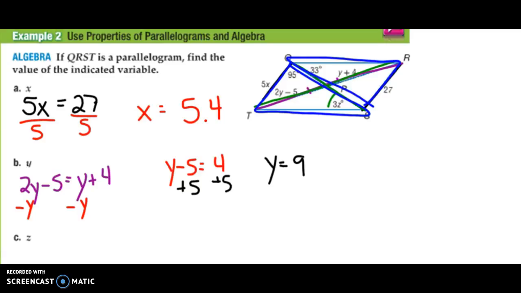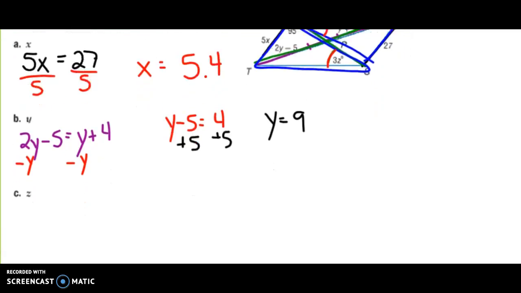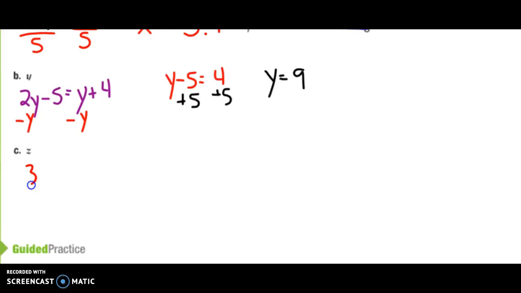So you'll see that 33 and 3z are going to have to be congruent to each other. So I'd write 3z is equal to 33. Now I can divide both sides by 3, and I find that the value of z is 11.